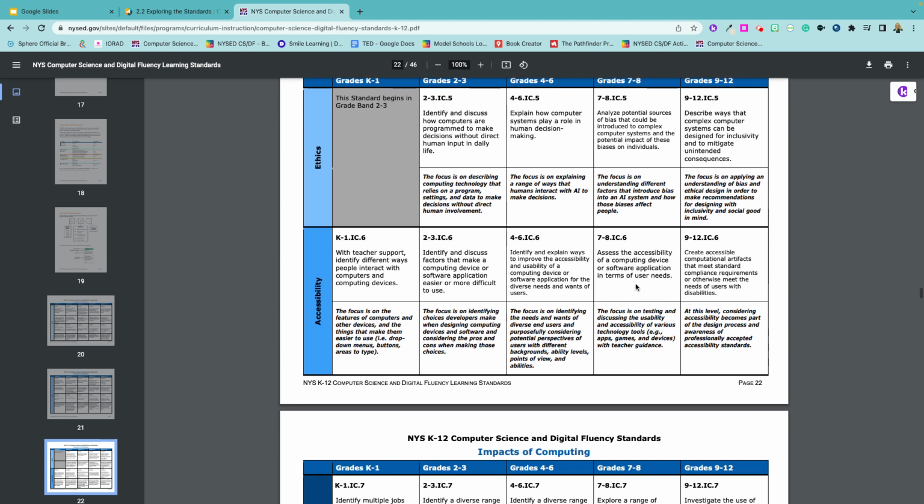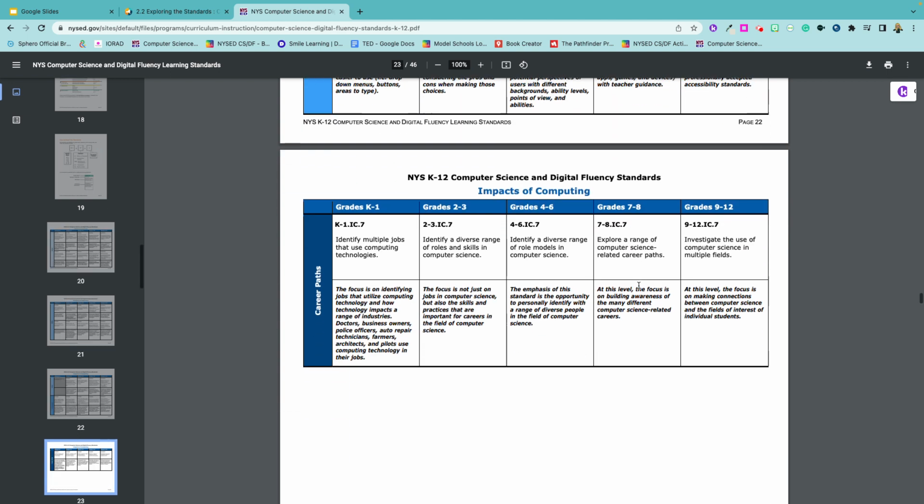As we move into accessibility, we're talking about assess the accessibility of a computing device or software application in terms of user needs. The focus is on testing and discussing the usability and accessibility of various technology tools, for example, games, apps, devices, with teacher guidance. So here we can have our students take a look at a new website or a new game and talk about who could use it and who would struggle based on lack of accessibility features. Or you can even take a look and see what accessibility features are on something as simple as their Chromebook to be able to find that information out.